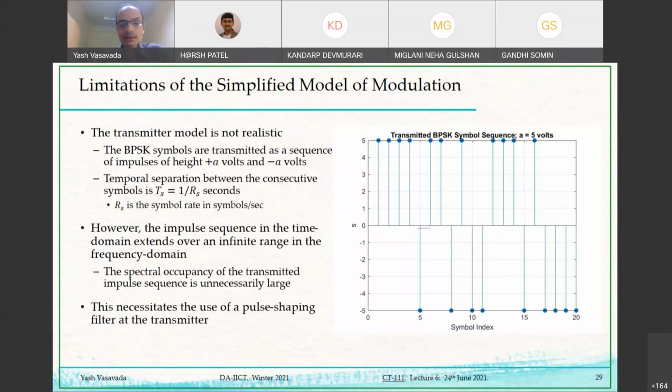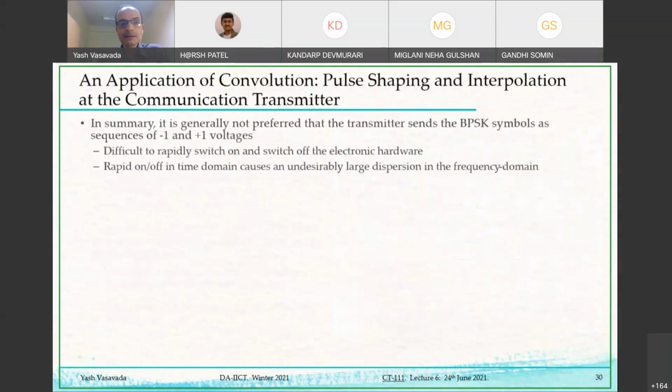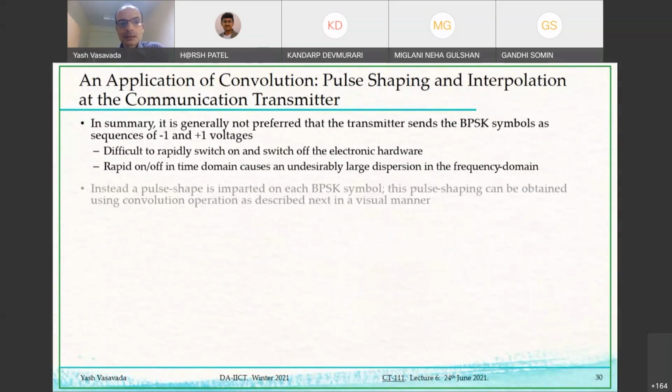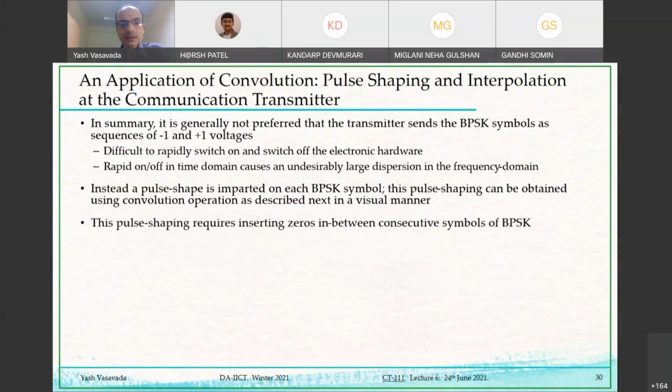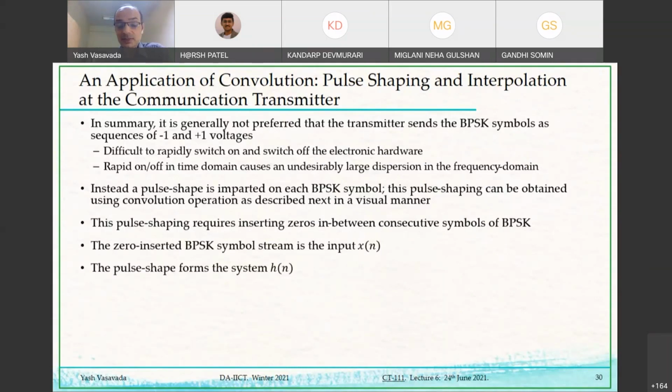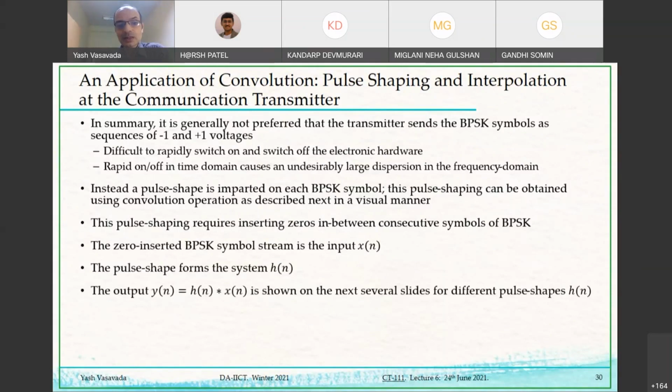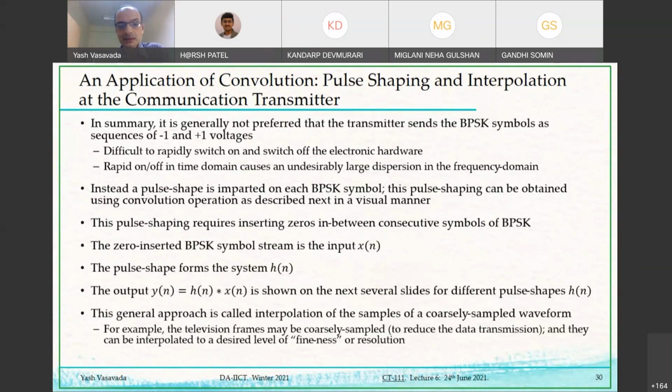So what is instead done is a BPSK symbol is what is known as pulse shape. What is this pulse shaping? First of all, we insert zeros between consecutive symbols of BPSK, and that becomes the input. The pulse shape itself is our system impulse response. Then the output becomes the pulse shaped output. You can think of this also as interpolation operation.